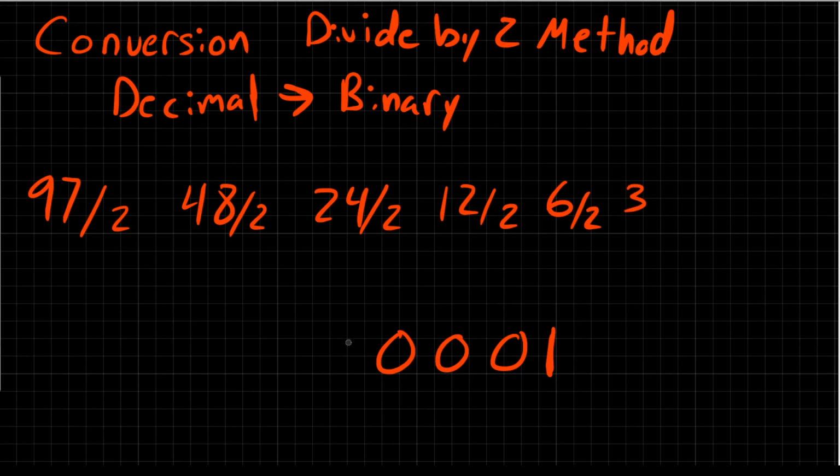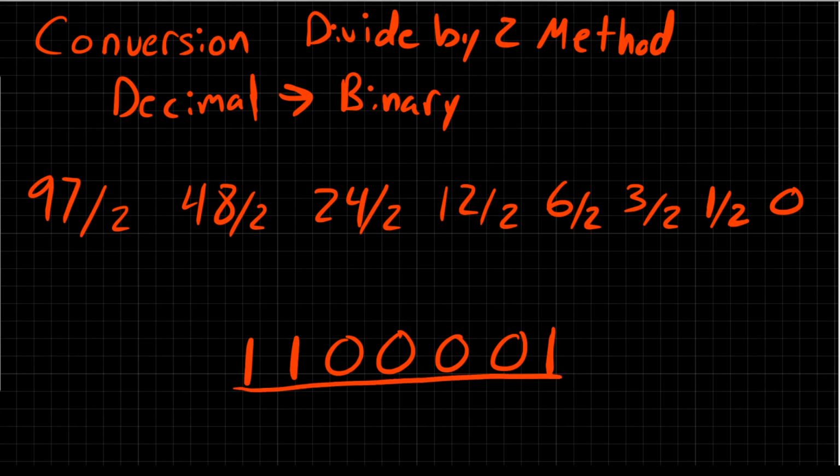Again, still a remainder of 0. Then I divide by 2, and this time I get 1, but with a remainder of 1, so I write a 1. Then I divide by 2 for a final time, and this is going to give me 0 with a remainder of 1. And so here is my binary number for 97.